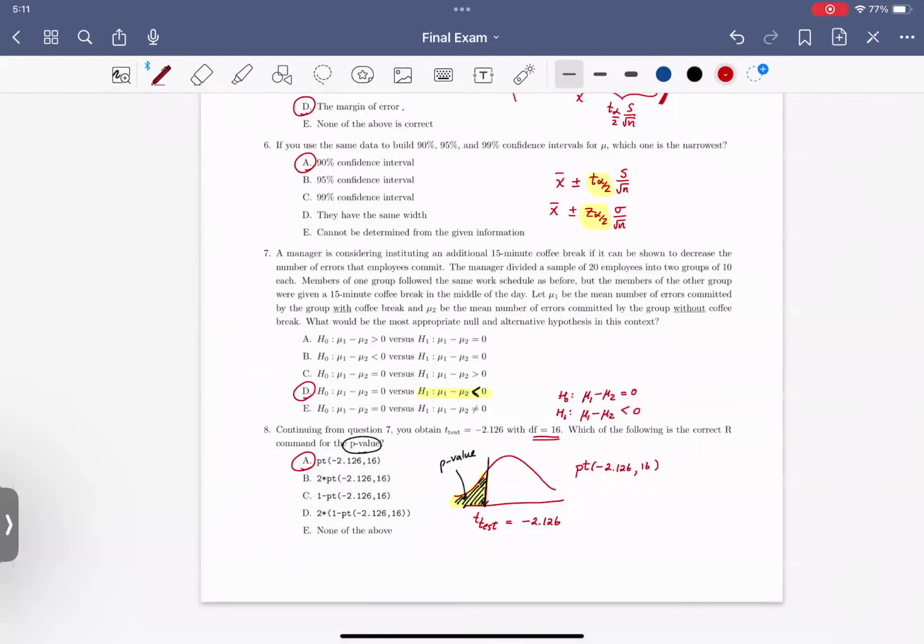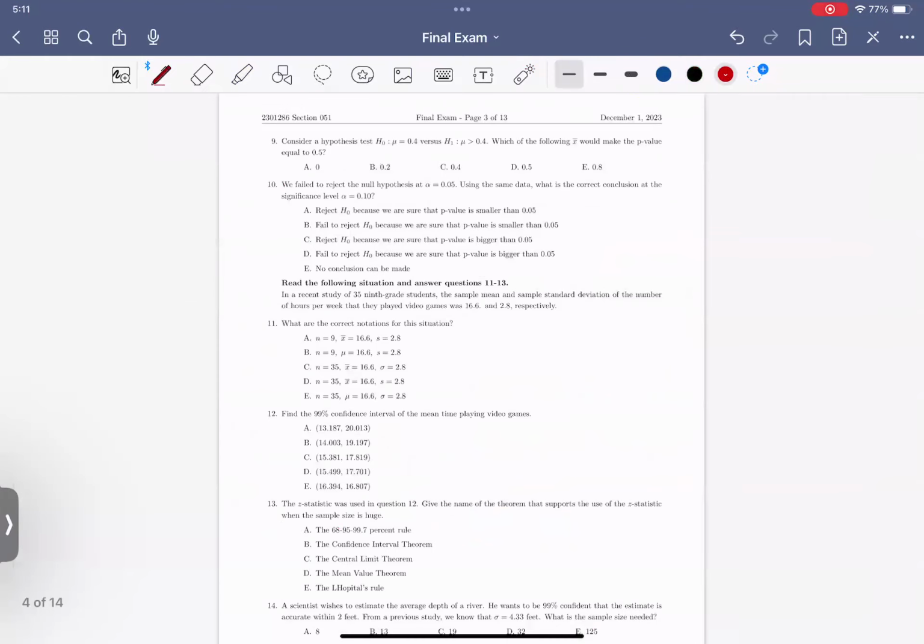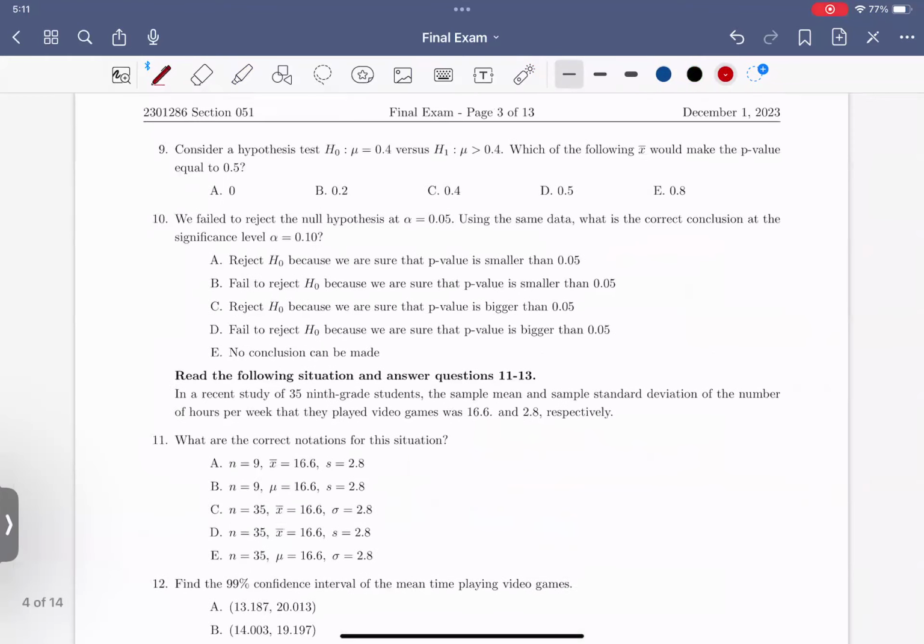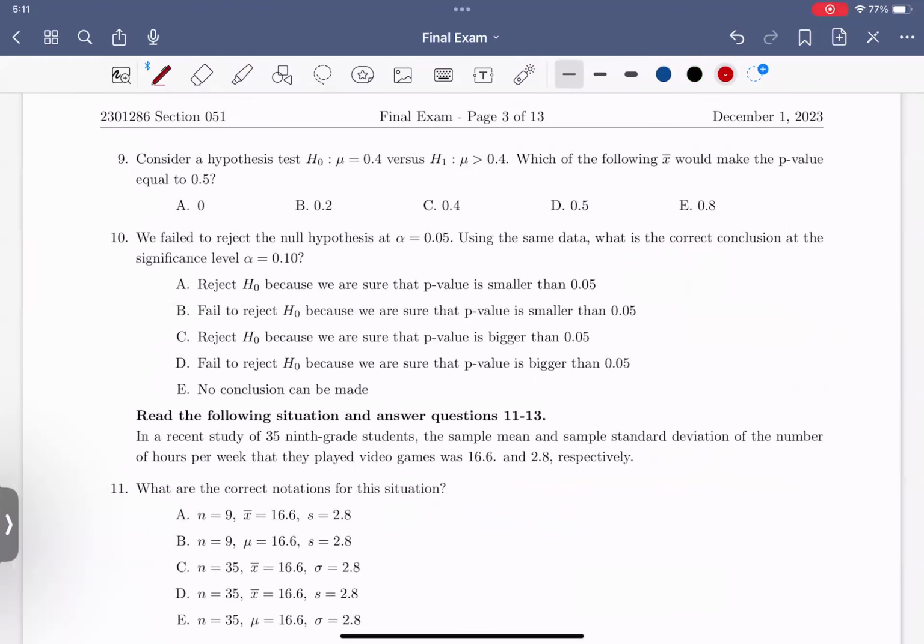Next one. Consider a hypothesis test mu equal to 0.4 versus mu greater than 0.4. Which of the following x bar would make the p-value equal to 0.5?